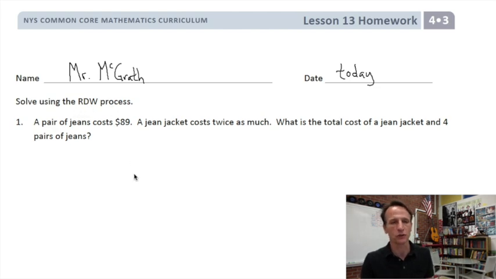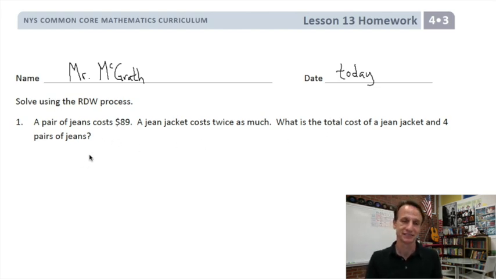Read, draw, write. RDW. We read, then we draw, then we write. So a pair of jeans costs $89. Say what? Your jeans cost that much? Mine don't. Anyway, jeans cost $89. A jean jacket costs twice as much. What is the total cost of a jean jacket and 4 pairs of jeans?